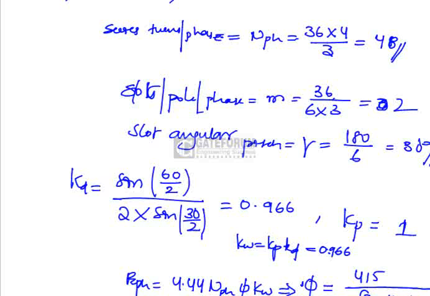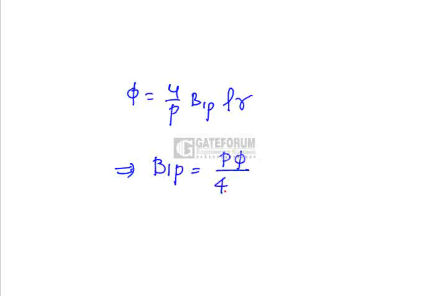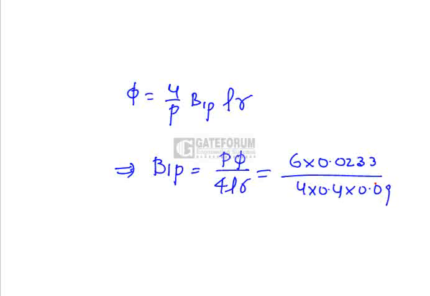We have to find here the fundamental flux density, B. The flux phi is equal to 4 by P times the fundamental flux density into L into R. From this, the fundamental flux density is P into phi by 4 times L into R, which is equal to 6 into 0.0233 divided by 4 into 0.4 into 0.09, which is equal to 0.971 Tesla. Option A is the correct answer.